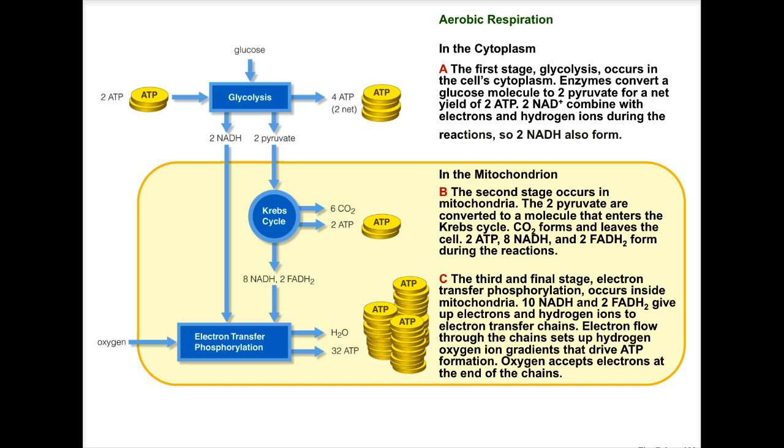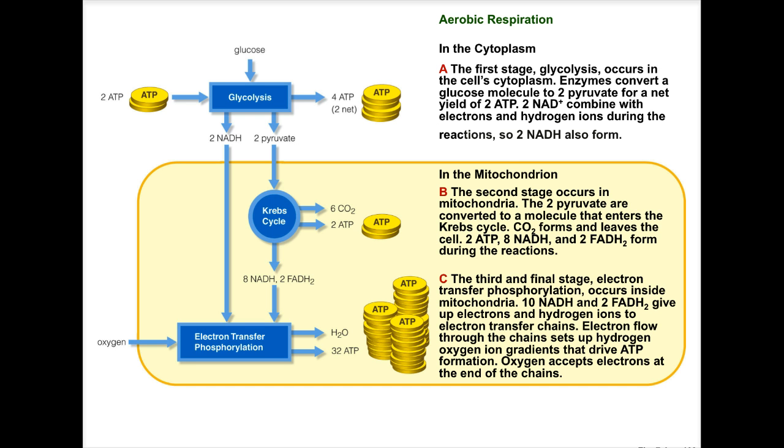So this image is a summary of the processes that make up aerobic cellular respiration. The first step is glycolysis. The second step is the Krebs cycle, and then the third step is electron transfer phosphorylation. Notice that the first step, glycolysis, occurs in the cytoplasm of the cell because that's where the enzymes that are needed for this process to occur are found. And the Krebs and electron transfer phosphorylation occur in the mitochondria.